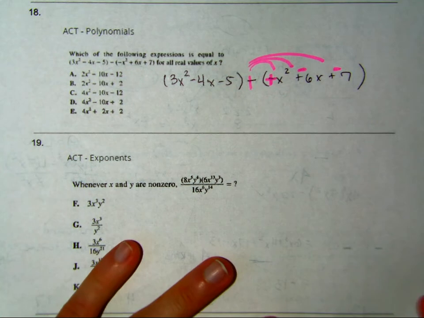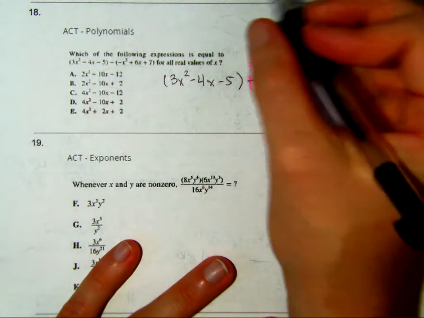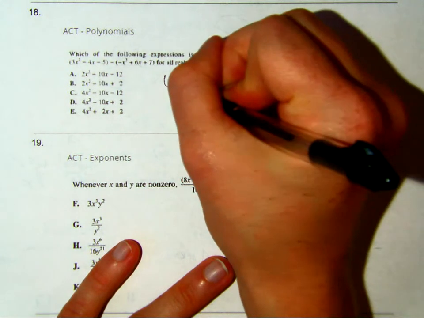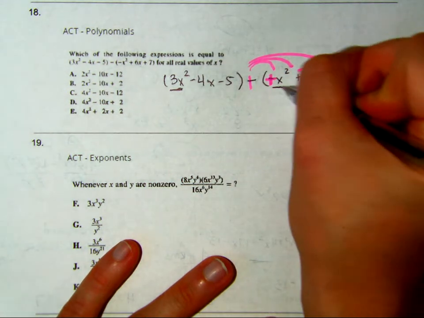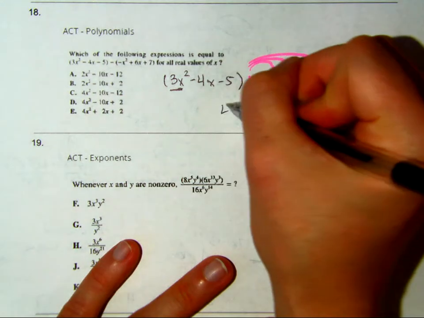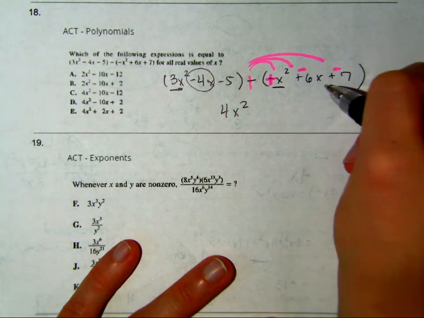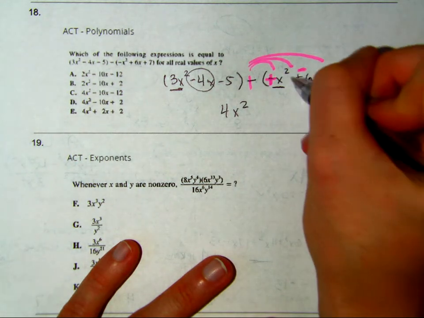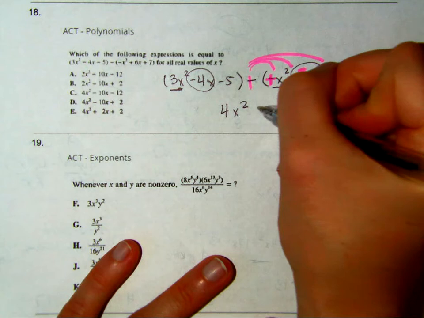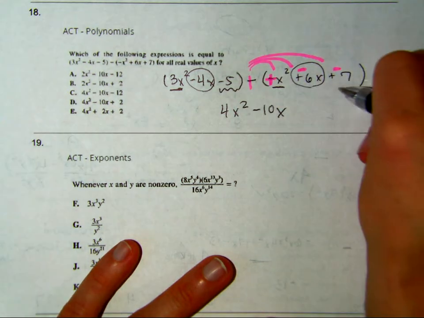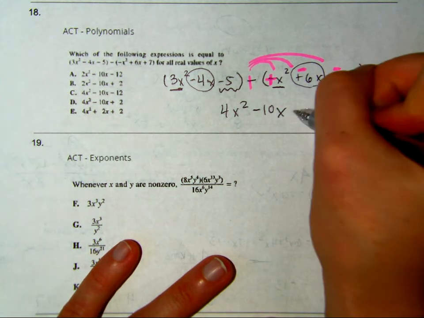So first off, let's look at my x squared terms. So we have 3x squared plus x squared. We're going to get 4x squared. Then if we look at our x's, negative 4x plus a negative 6x, we have negative 10x. And then negative 5 minus 7 is negative 12. So do we have anything that matches? I hope so.